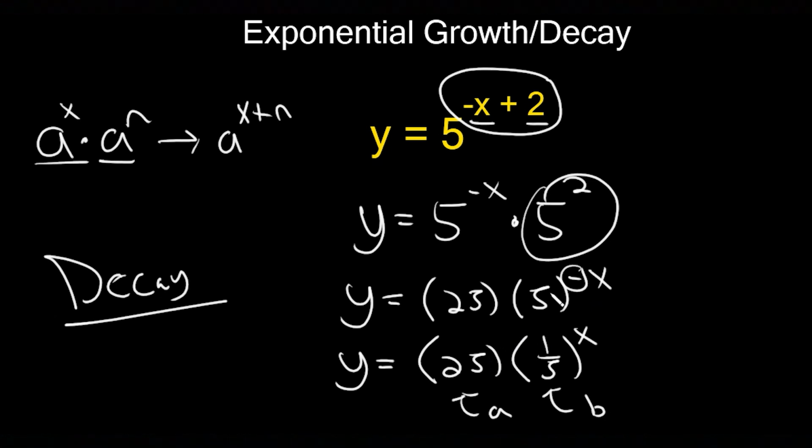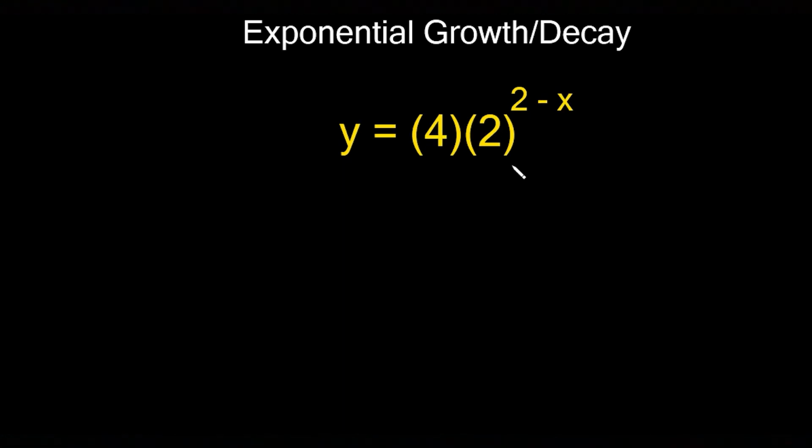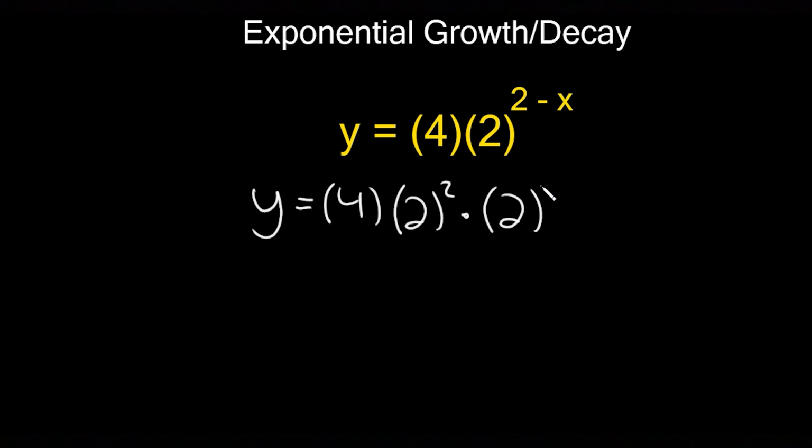All right, let's go ahead and try one more example. So here's our next example. And again, very similar to the other problem. What we're going to do is break apart this part right here. So we're going to go ahead and rewrite it. We have y equal to 4. Can't do anything there. But again, right here, I can go ahead and break this apart by doing 2 squared times 2 to the negative x.